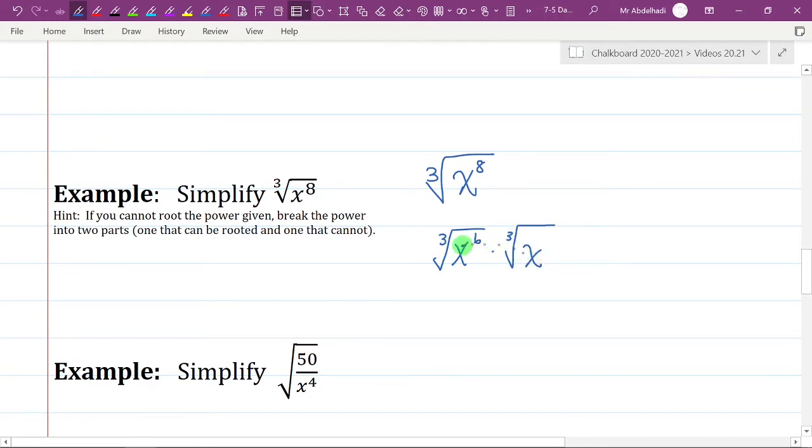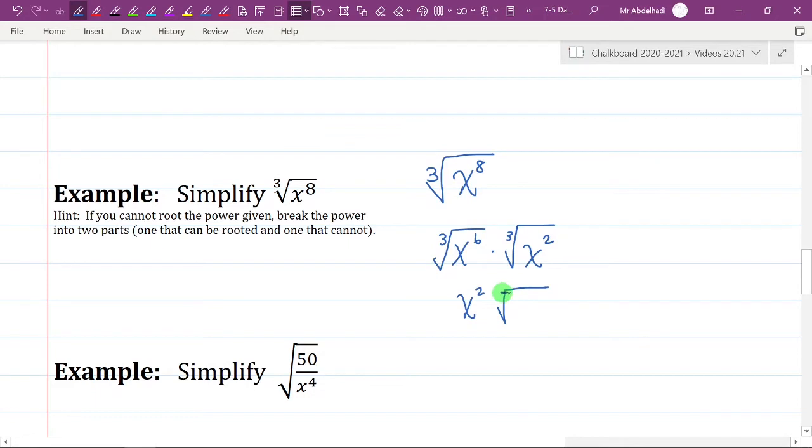What would make this complete? Well, you need an 8 here. This is a 6. You need a 2 here, right? 6 plus 2 gives you 8. So there you go. You've broken it down. Now what does this become? 6 divided by 3 is 2, so this becomes x to the 2nd power. This is already lower than 3, so you can't do anything with it, so just bring it down.